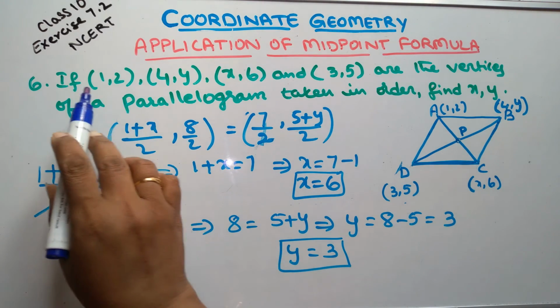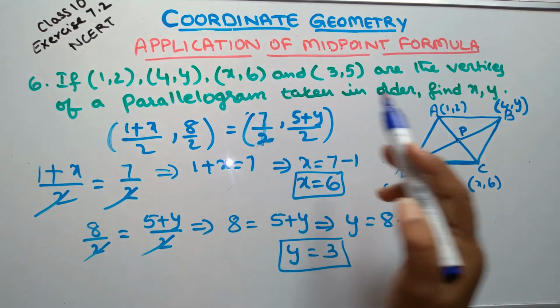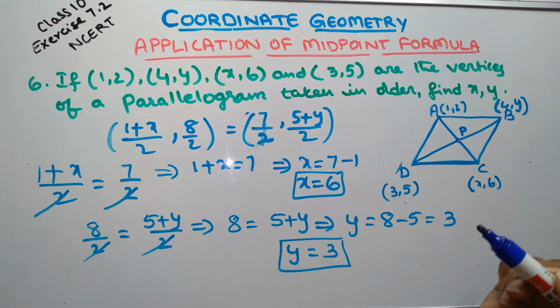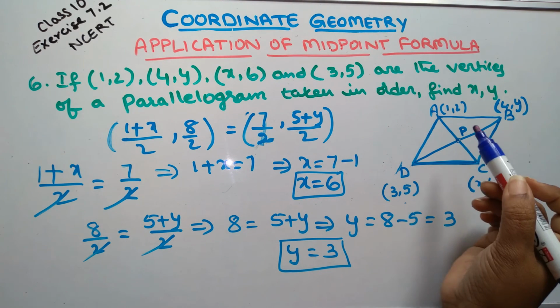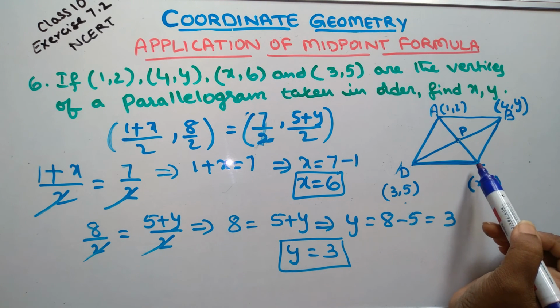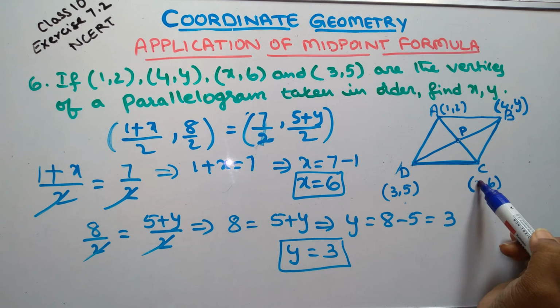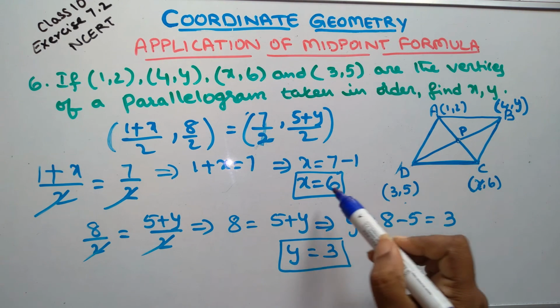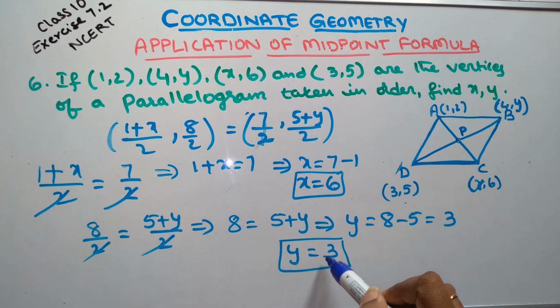So here, according to the problem, we need to find the x and y values only. The problem given is that the four vertices of a parallelogram are given in which x and y are unknown coordinates. We need to find the values of x and y. The value of x is 6 and the value of y is 3.